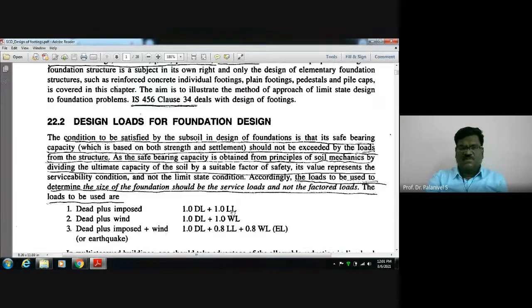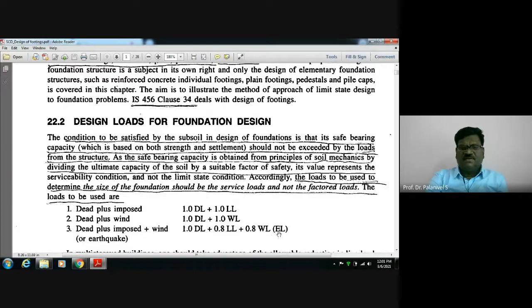As it is, you are taking. You are not factoring, you are not multiplying with 1.5. You are multiplying with 1 only. Dead load plus wind load: one dead load plus one wind load. If all the loads are considered, dead load, imposed load, wind load: one dead load, 0.8 live load, 0.8 wind load, they are model provisions.